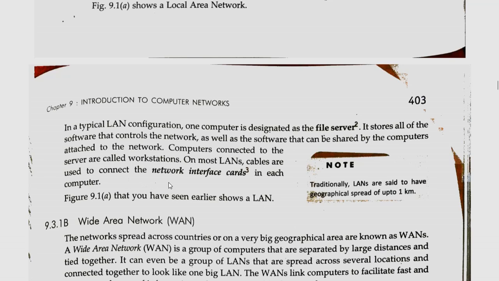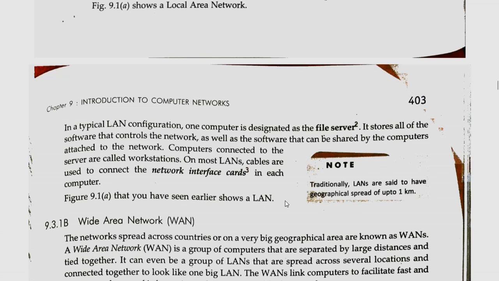Now different systems have NICs in their own systems. The use of this LAN will connect all these NICs together. Since all of them are connected together, you can use their hardware resources at once. It is mentioned that traditionally LANs are said to have a geographical spread of up to 1 kilometer. So a 1 kilometer area can be covered with the help of these LAN cables, and it will provide you better communication within this range, up to 1 kilometer.